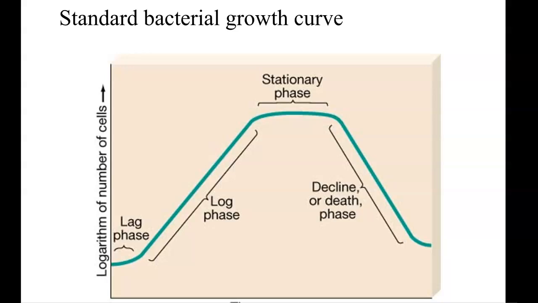If you notice at the top where it sort of straightens out and we reach that plateau, that's stationary phase. So because conditions are starting to decline, now we've got some cells that are reproducing, but some are dying off.